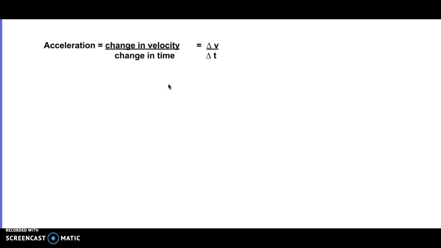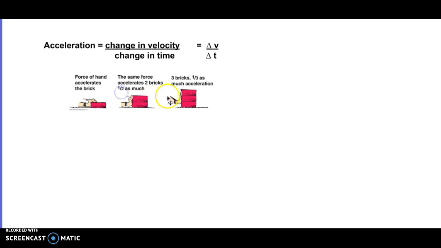So if we think about an object that's trying to move, let's just say we take some bricks here. Or it could be a bowling ball.